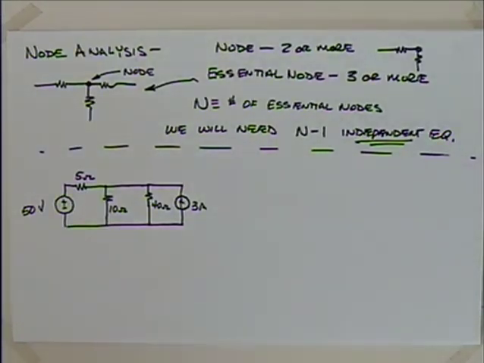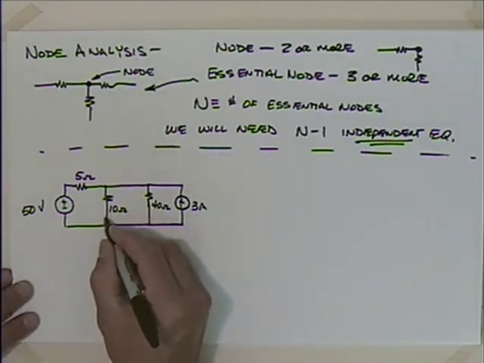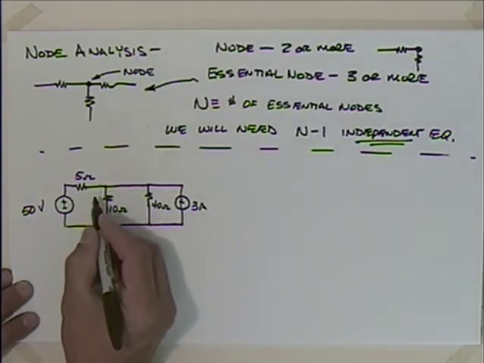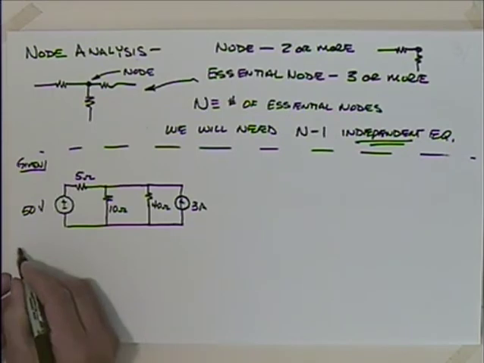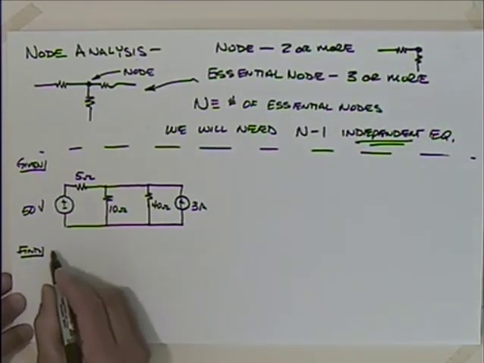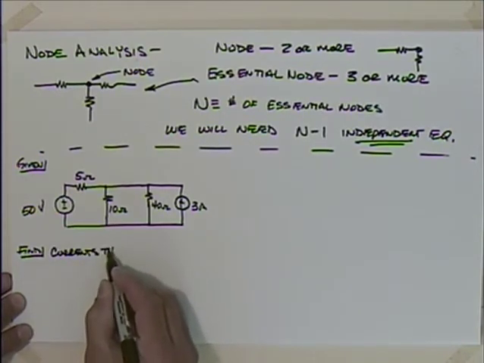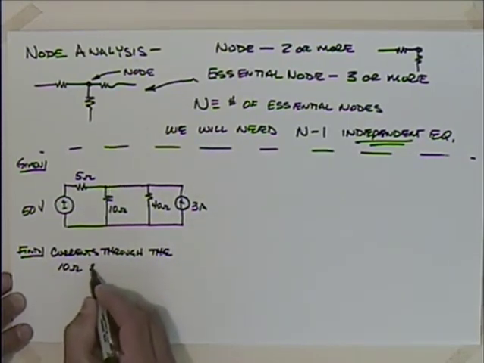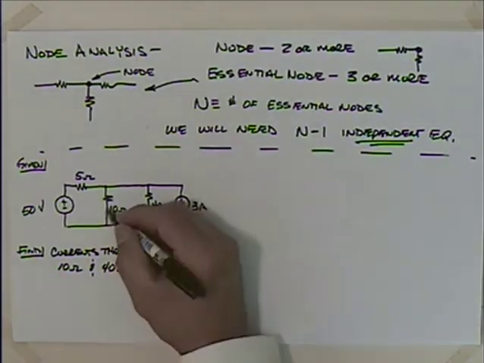So let's say that we wanted to find the current. We'll just take a variety of currents here. Okay, so given that circuit, I'd like to find the currents through the 10 ohm resistor and through the 40 ohm resistor, so the currents through there.